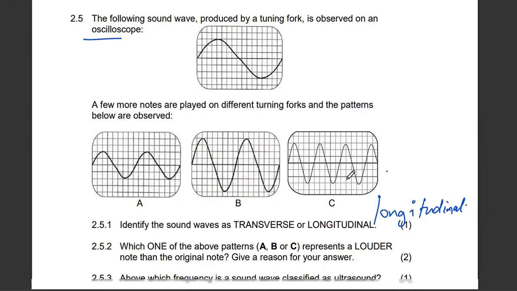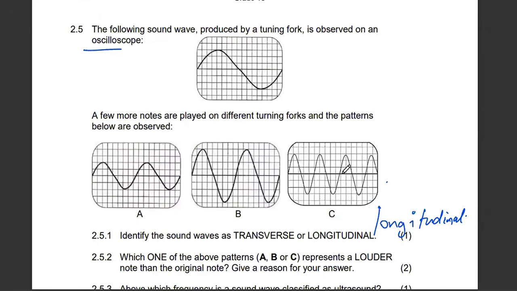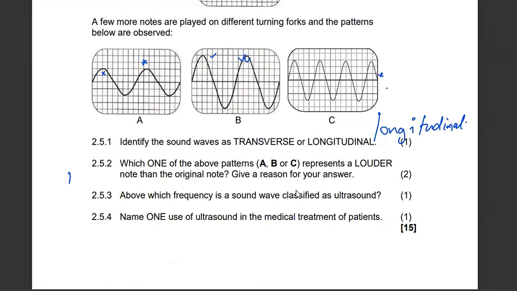And then which one of the above patterns A, B, C represents a louder note than the original? So if this is the original, it is 1, 2, 3 blocks. This is 2 blocks only. This is 1, 2, 3, 4. Okay. This is 1, 2, 3. So this one is the same. This is smaller, and then it should be A, not B. The reason being, the amplitude is greater. Okay, so we are saying it has a greater amplitude. It has a higher amplitude. That is also one other option.